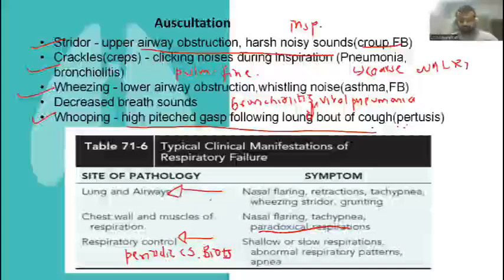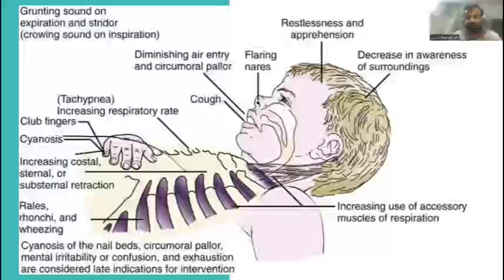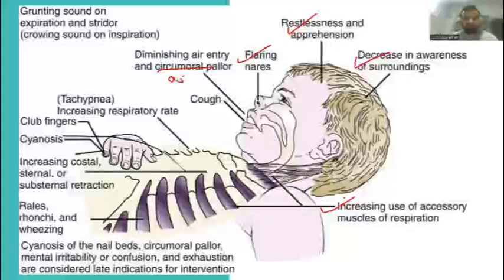And it is usually seen with SMA or neuromuscular disorders. Now, these are the all-in-all clinical features: increased use of accessory muscles, decrease in alertness, restlessness, apprehension, flaring of nares, then circumoral pallor, again an ashen color of the face. There might be cyanosis. There might be clubbed fingers.